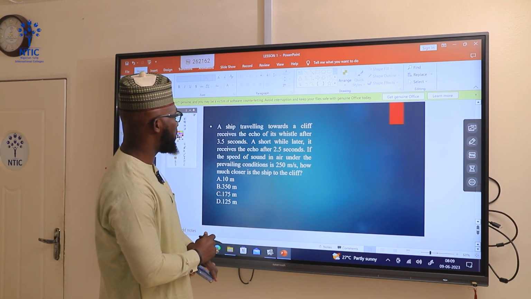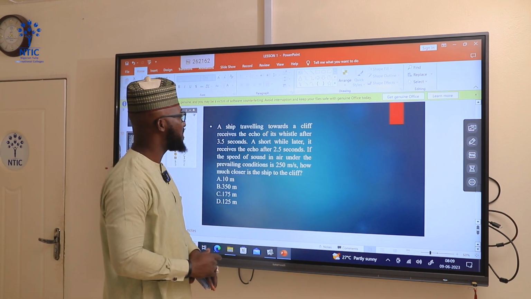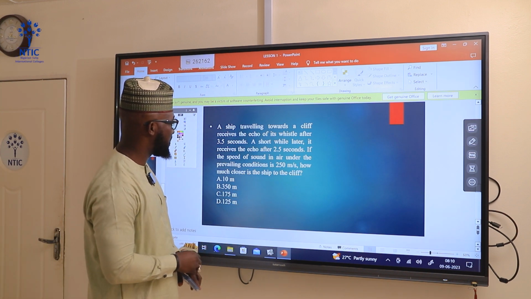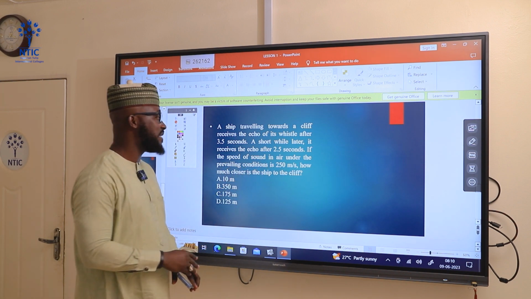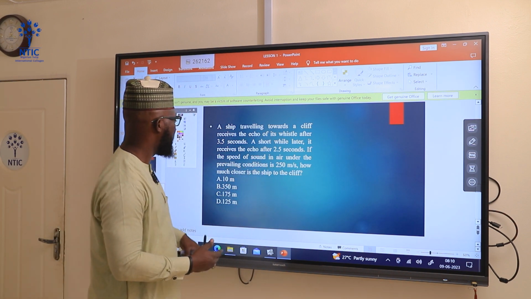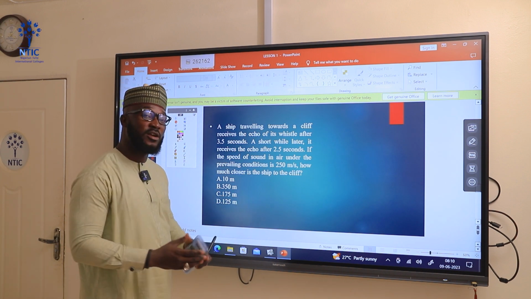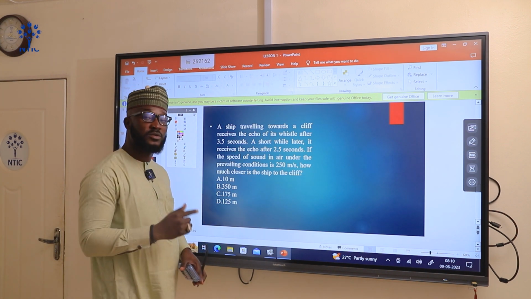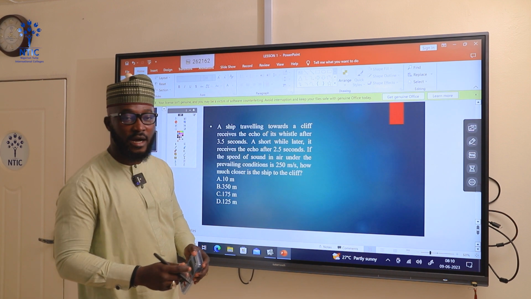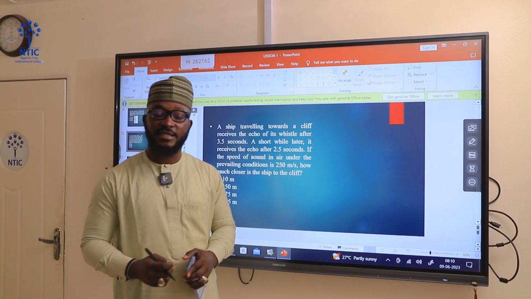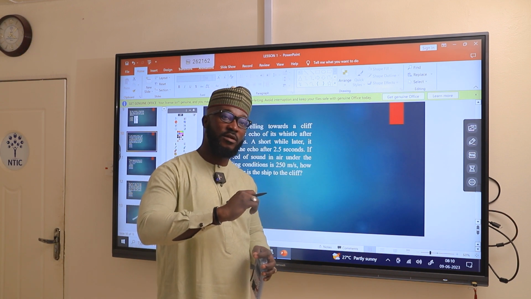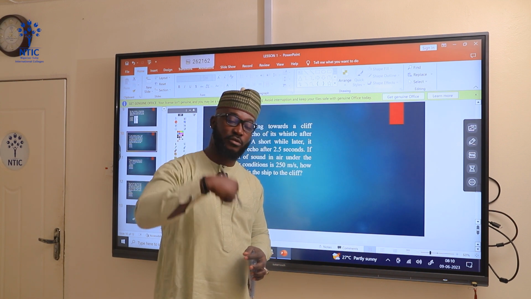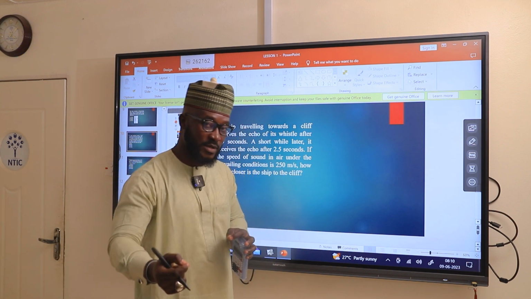Okay, so in this question, we have a ship traveling towards a cliff that receives the echo of its whistle after 3.5 seconds. A short while later, it receives the echo after 2.5 seconds. If the speed of sound in air under the prevailing conditions is 250 meters per second, how much closer is the ship to the cliff? Remember, when dealing with echoes, an echo is the sound that you hear after the sound produced has gone through a distance and then gets reflected back to you. So it has traveled twice a particular distance.